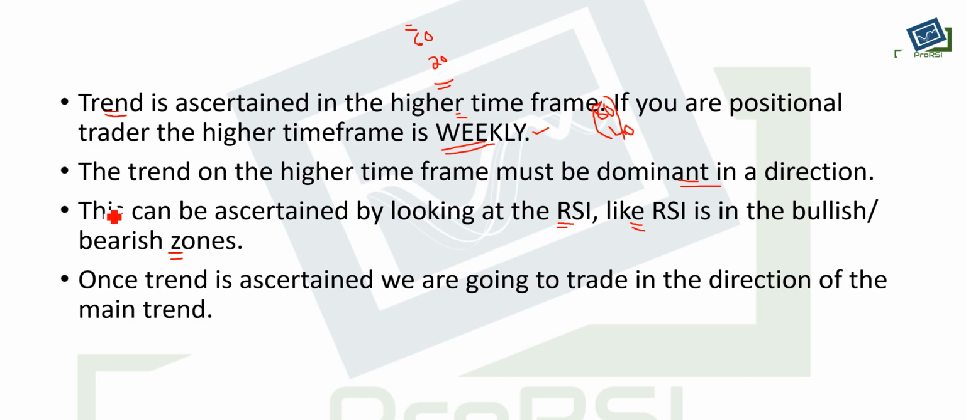So once the trend is ascertained, we are going to trade in the direction of the main trend. That is more important. If we are making higher highs like this, so this is an uptrend, so we are going to take long trades only, right? So this gives us the direction of the trade that we are going to take.